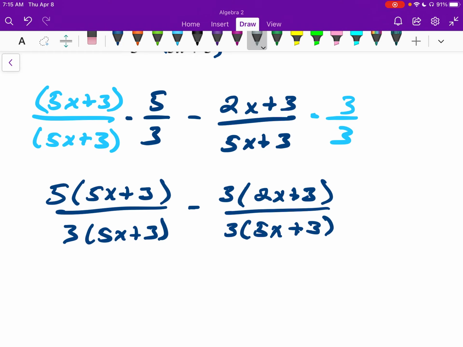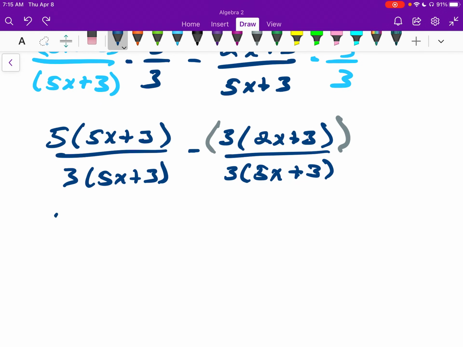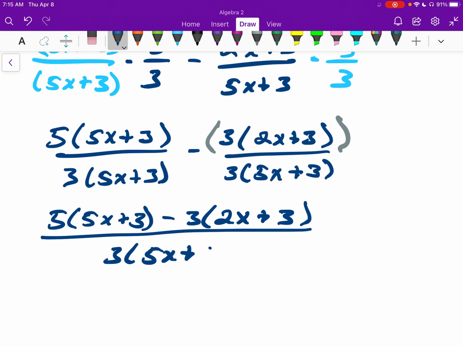Now, one thing to notice, this subtraction sign needs to go to everything here. In this scenario, we have that 3, so if we just make that 3 negative, it'll work out. But if we did not have this, we would have to distribute that negative to the 2x and to the 3. Don't forget to do that. So let me rewrite this. We'll have 5 times 5x plus 3 minus 3 times 2x plus 3, and our denominator is 3 times 5x plus 3.